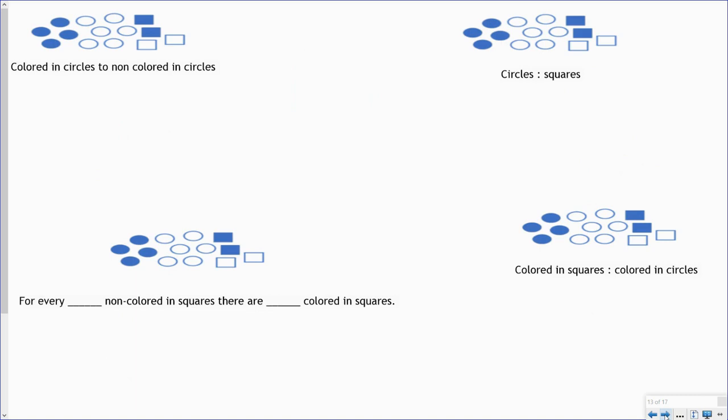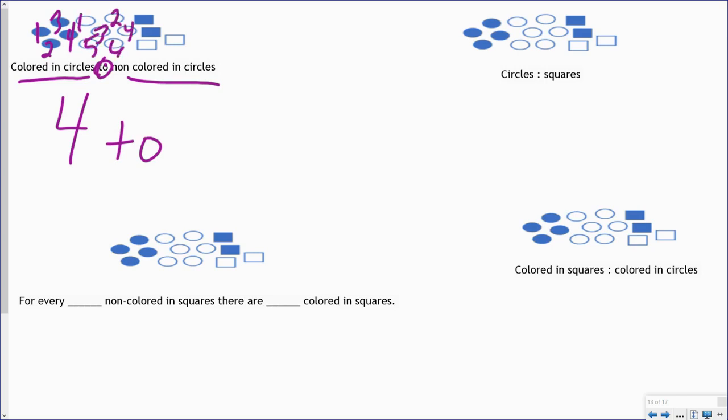So let's take a look at some of that. First I have colored in circles to non-colored in circles. The first side I have here is colored in circles. So when I count, I have 1, 2, 3, 4. So 4 colored in circles, and they're using the word "to." So I'm going to use the word "to." Non-colored in circles. So here I have 1, 2, 3, 4, 5, 6. So non-colored in circles would be 6. So my ratio is 4 to 6, or 4 colored in circles to 6 non-colored in circles.